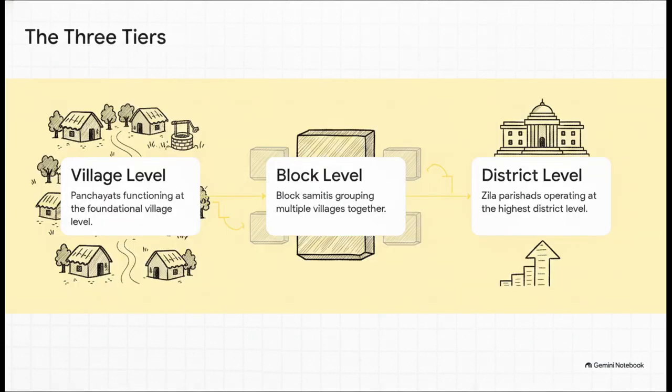Now the key takeaway here is that this modern setup has 3 tiers. It starts right at the foundational village level with panchayats. Then it scales up to the block level with block committees, and finally it caps off at the district level with Zila Parishads. We're going to see exactly how this builds from the ground up, starting with the village.